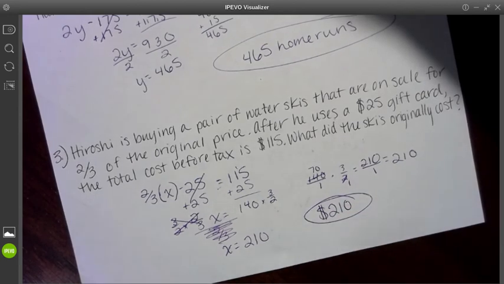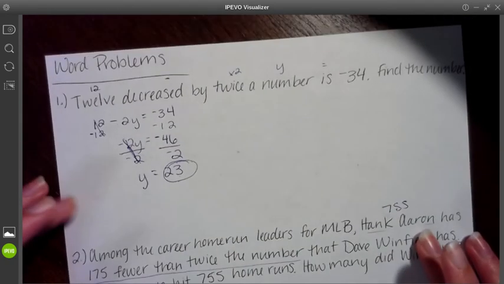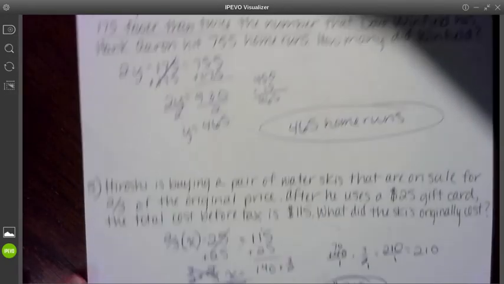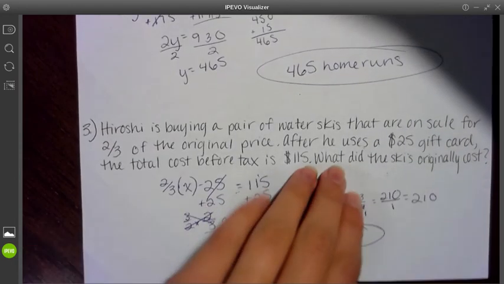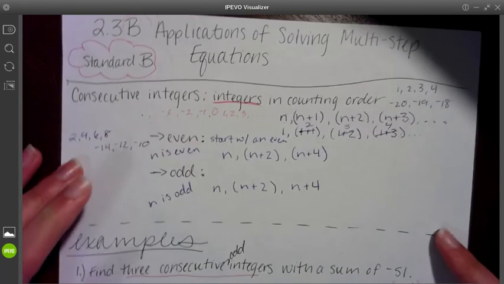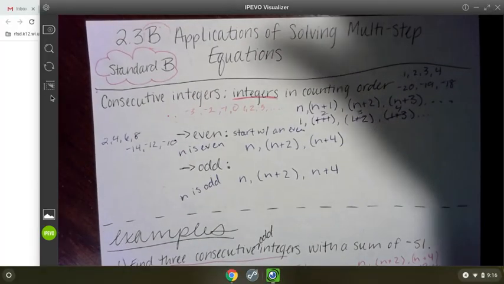Alright, so I know this was a little bit of a longer video. As always with videos, though, you can always fast forward if you're really getting it, start trying the homework, come back if you need more additional help. You can always pause it if you think you need to take your time on things. But I really hope that this was helpful with doing applications of solving multi-step equations.